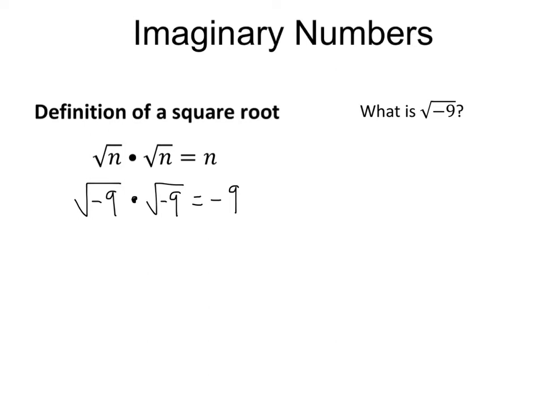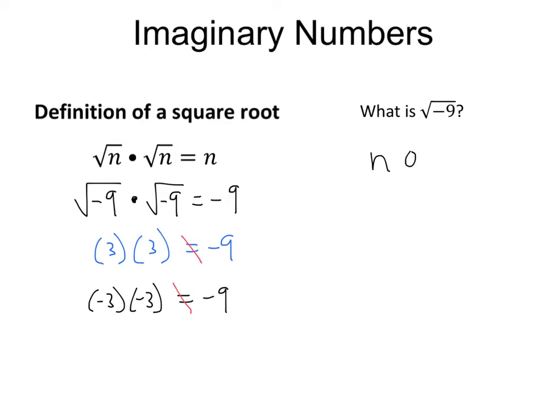Well, maybe it's 3. Is 3 times 3 equal to negative 9? Nope, that's not true, because 3 times 3 is positive 9, so that doesn't work. Well, maybe it's negative 3. Let's try that. Negative 3 times negative 3, is that equal to negative 9? Nope, again, because negative 3 times negative 3 would be positive 9. So it turns out that there is no real answer to this. And so that's why we need to have an imaginary answer, an imaginary number.